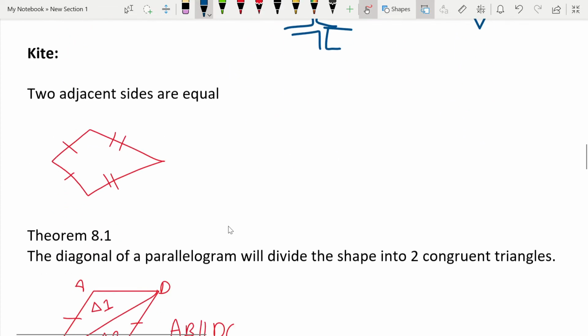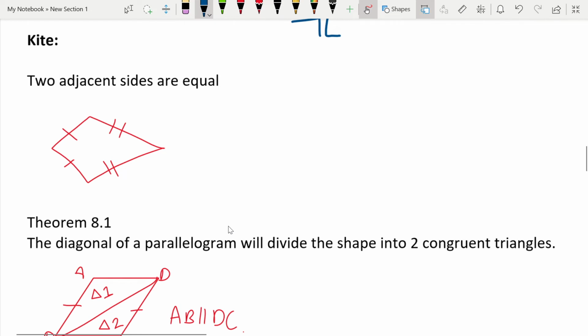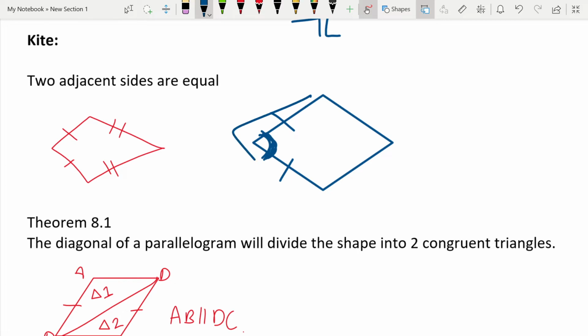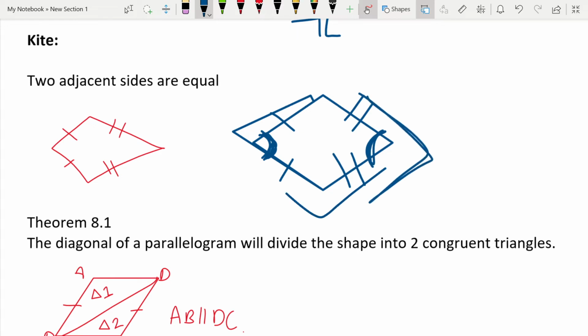Then we've got kite, two adjacent sides are equal. So if you have a kite like that, I know that's not a kite, that's more of a rhombus, but still, these two sides will be equal because they share this angle, so they're going to be adjacent, and these two will be equal to each other. These will be adjacent as well, but they're not going to be equal, just as you can see in the figure here.